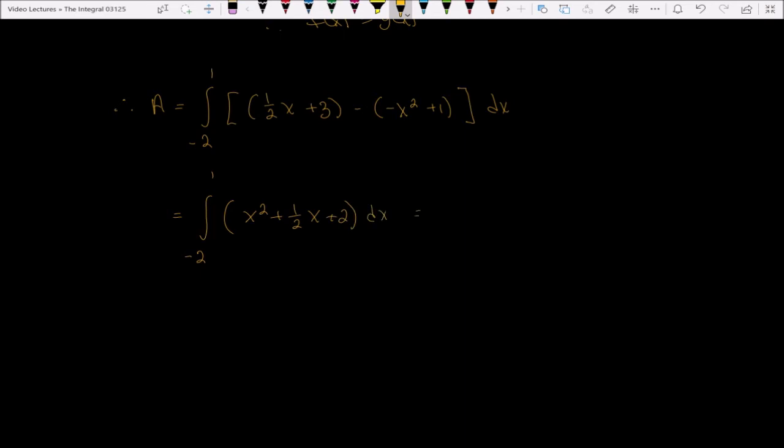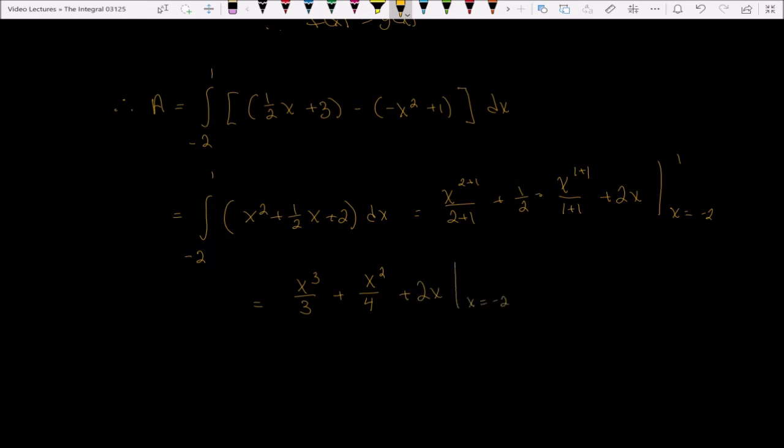All right, we're going to use the fundamental theorem of calculus here. Remember that means that first we need to find an antiderivative. So power rule, we have x to the 2 plus 1 over 2 plus 1, plus a half times x to the 1 plus 1 over 1 plus 1, and then plus 2 times x. And then we evaluate that from x equals negative 2 to 1. We get x cubed over 3 plus x squared over 4 plus 2x evaluated from x equals negative 2 to 1.